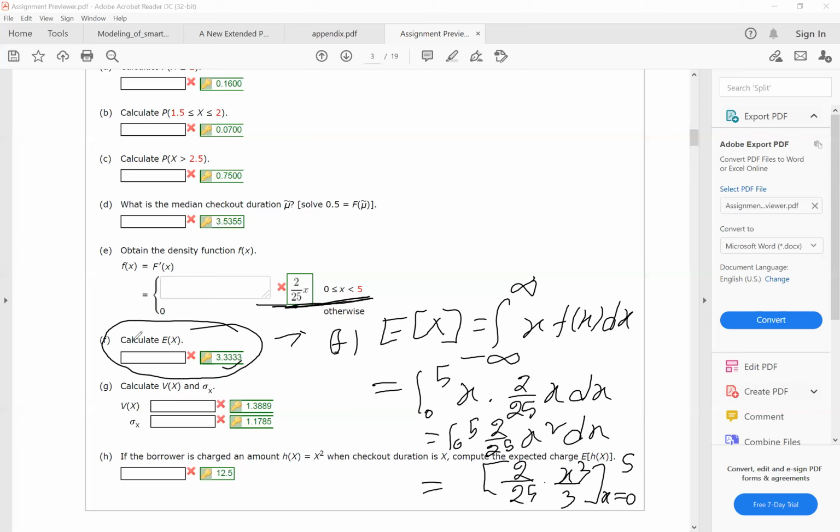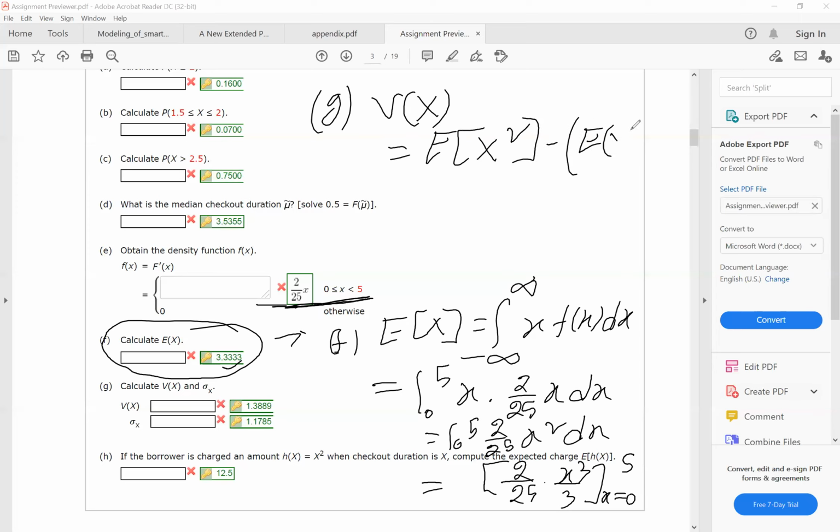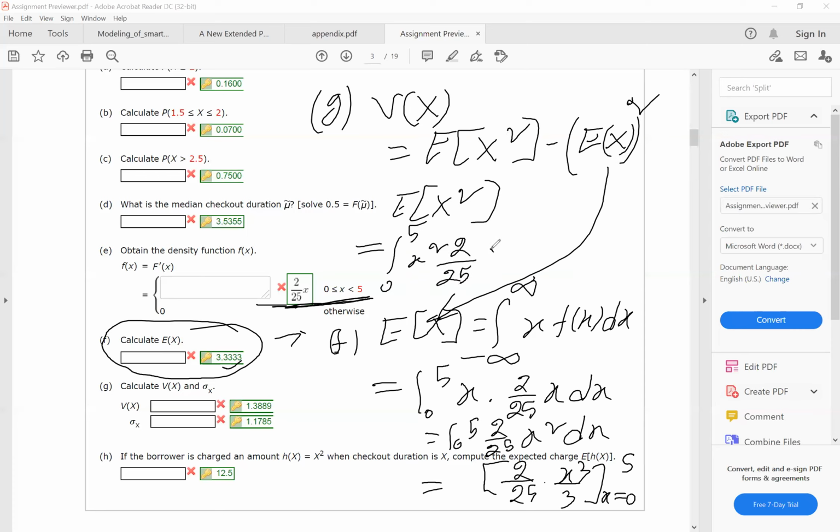Now we have to calculate the variance of x. This is equal to the expected value of x squared minus the expected value of x, whole squared. We already have the expected value of x from before. Now you just need to calculate the expected value of x squared, which is the integral from 0 to 5 of x squared times 2 over 25 x dx. You need to integrate this and simplify, then you will get a number, and then subtract the square of the earlier number from it, and that will be the variance, which is 1.3889. And the standard deviation is the square root of the variance. So this number is the square root of 1.3889.